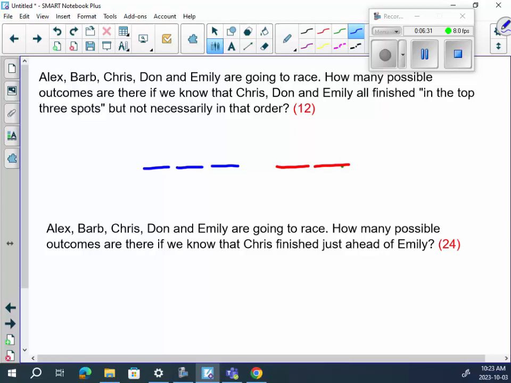Up here, I've got either Chris, Dawn, or Emily. So one of those 3 people is in that spot. So there are 3 possibilities for first place. One of these people will be in the second spot, and one of those people will be in the third spot. And then over here, we have Alex and Barb filling out the results. And so if we multiply this through, we see there are 12 different possible race finishes with the understanding that Chris, Dawn, and Emily were the top 3.